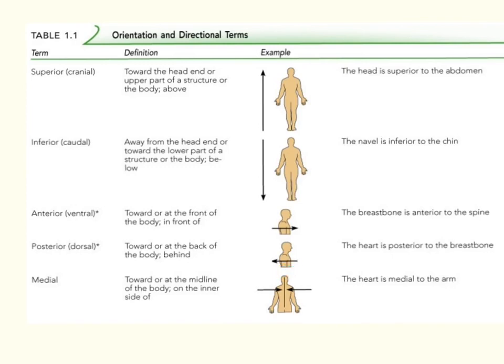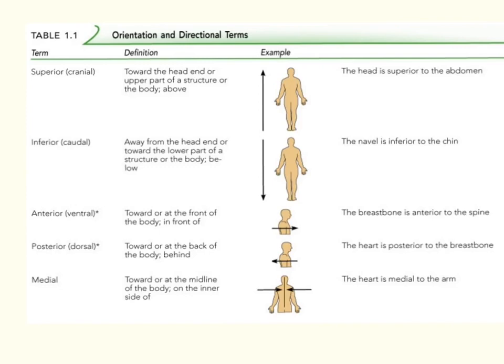Now we can also use ventral and dorsal for these terms as well. So we could say that the sternum is ventral to the spinal cord, and again, ventral means belly side. We could say that the heart is dorsal to the sternum, meaning it is behind it, and dorsal means backside.